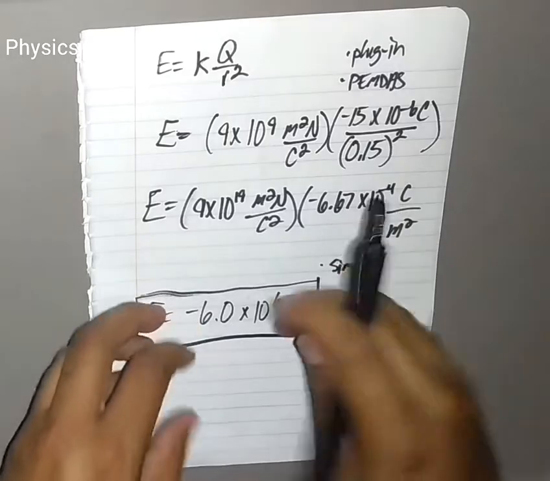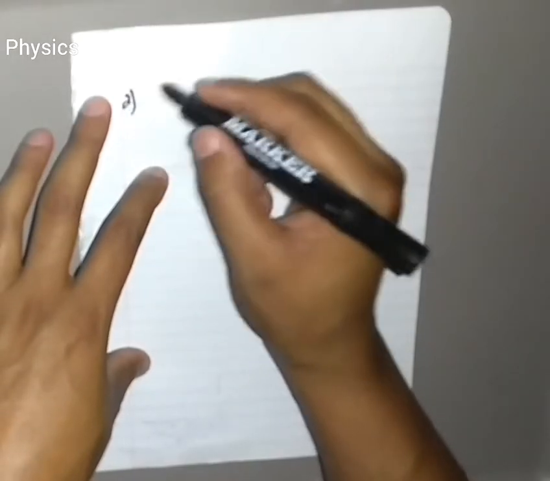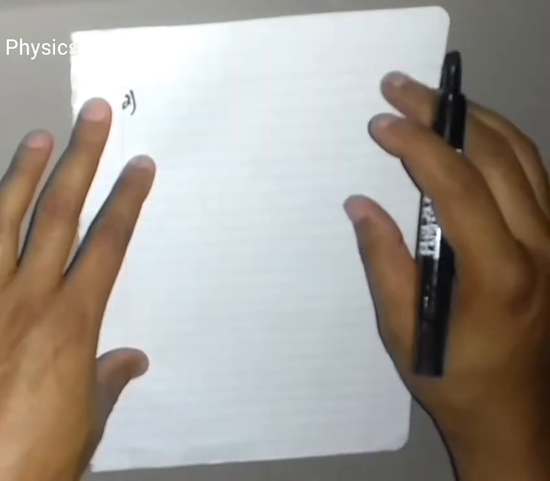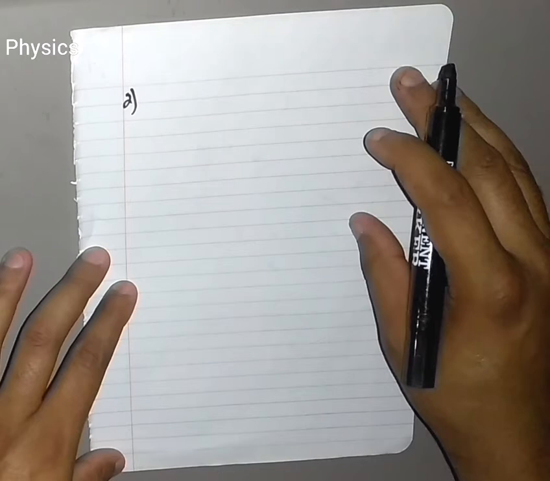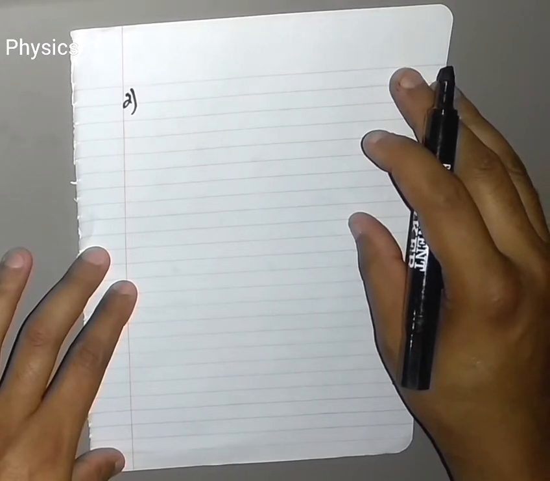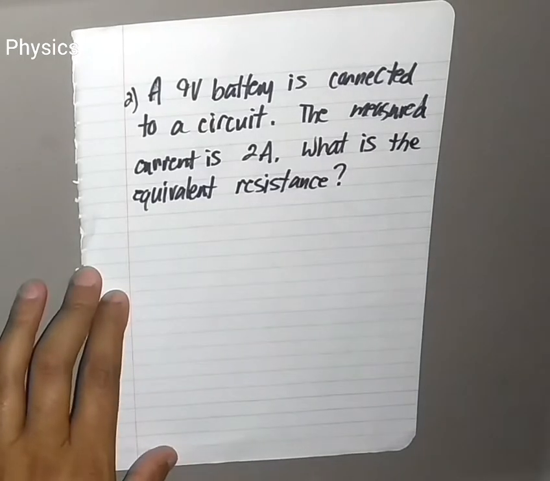All right, let's try a different problem. A 9-volt battery is connected to a circuit. The measured current is 2 amps. What is the equivalent resistance? For this problem, we're going to use Ohm's law.